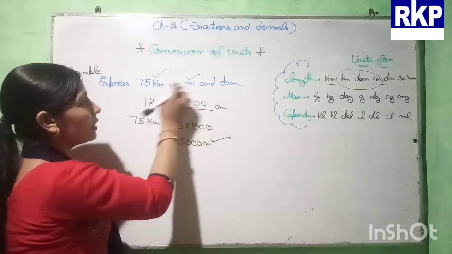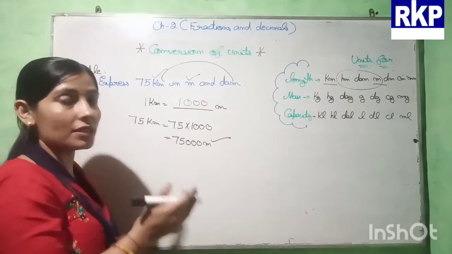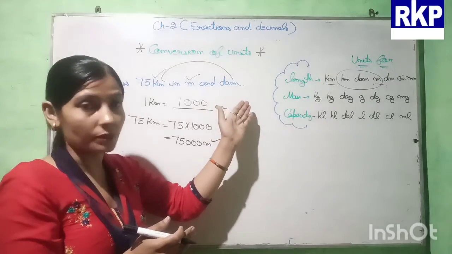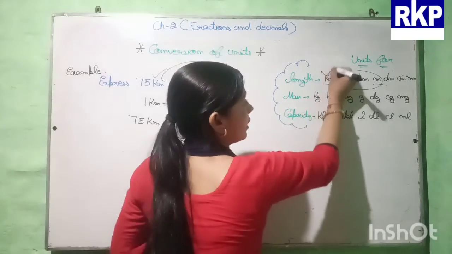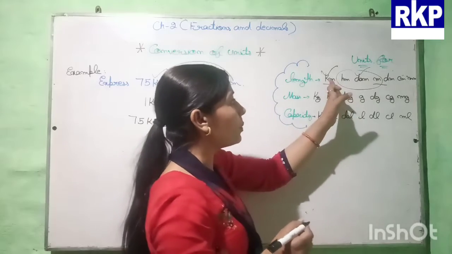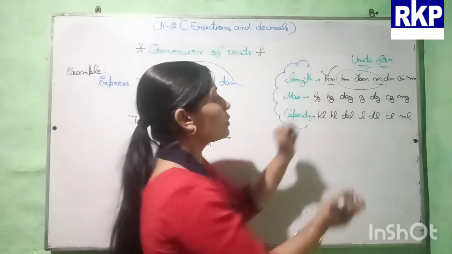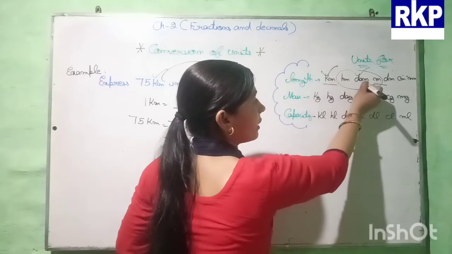Now let us convert kilometer into decameter. So here we need to write the relation between kilometer and decameter. Here is given kilometer and here decameter. Kilometer is the greater unit, decameter is the smaller unit. So what is the relation between kilometer and decameter?